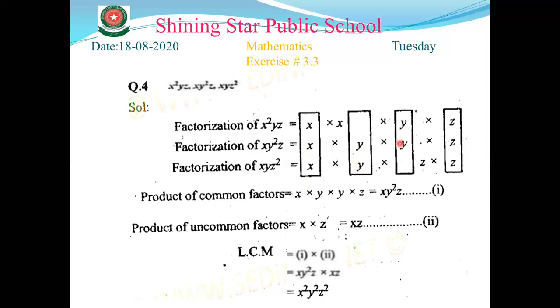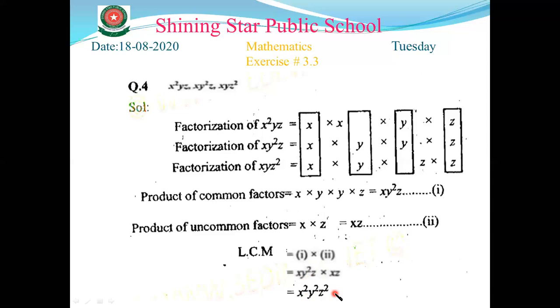From here we get y, which are present in first 2 terms, and z, which are present in all the 3 terms. So x multiply y multiply z is x y square z. Okay. Now uncommon factors. From the first term, you will get x. Okay, and from the second term, you will not get anything. From the third term, you will get z. So x multiplies z, xz. For LCM, multiply equation 1 with 2. It will give you xy square z multiply xz, x square y square z square.